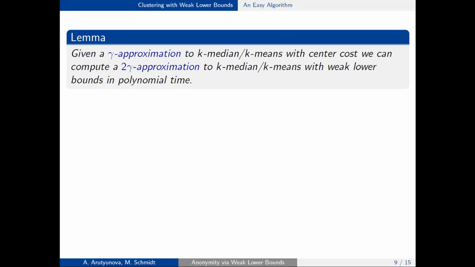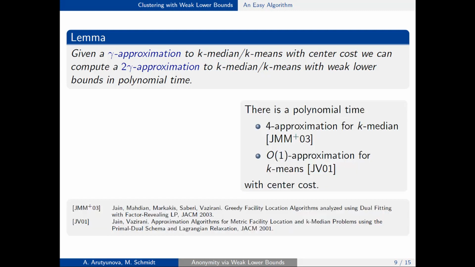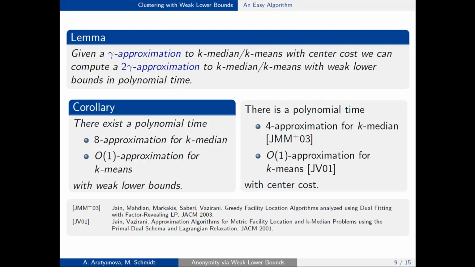So we obtain the following result. If we are given a gamma approximation for k-median or k-means with center costs, we can compute a 2 gamma approximation to k-median or k-means with weak lower bounds in polynomial time. If we combine this now with, for example, the 4 approximation for k-median by Jain et al. and an O(1) approximation for k-means by Jain-Vazirani with center costs, we obtain in total that there is an 8 approximation for k-median with weak lower bounds and a constant factor approximation for k-means with lower bounds.